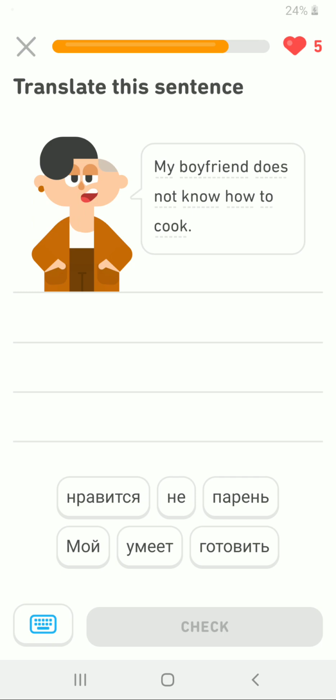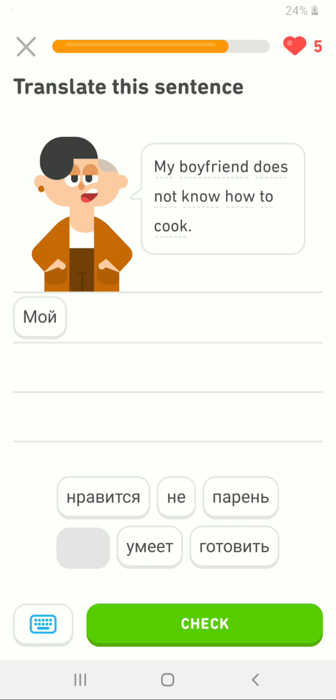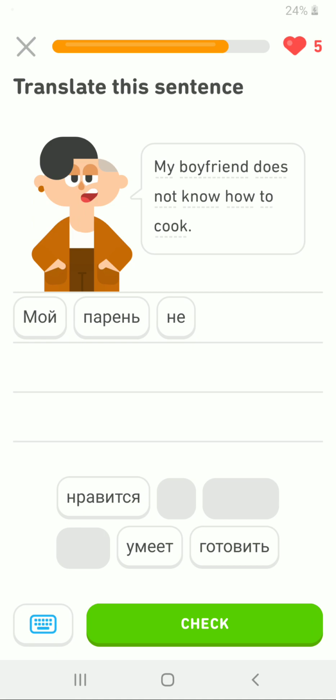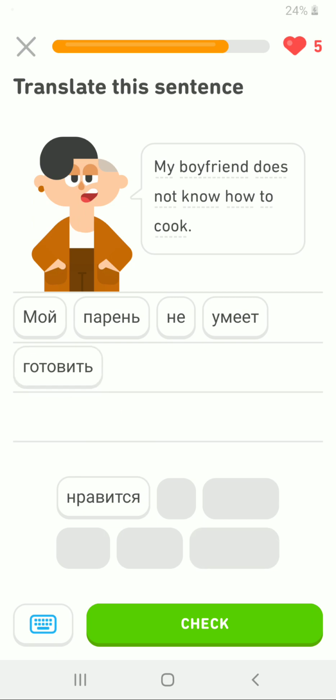My boyfriend does not know how to cook. So my boyfriend, мой парень. Парень means boyfriend. Sometimes they say друг, it's like a male friend. Мой парень is more like boyfriend. We can check here. Yeah. So мой парень не умеет готовить. Here it's not really doesn't.